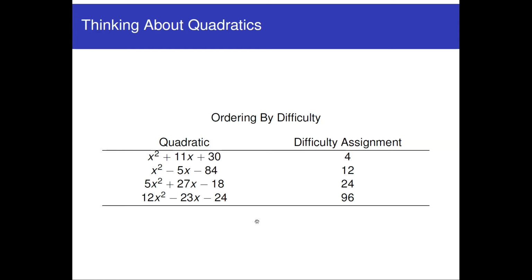So I think it's kind of interesting: a threefold raise in difficulty going from the first to the second, double the difficulty going from the second to the third, and four times the difficulty going from the third to the fourth.